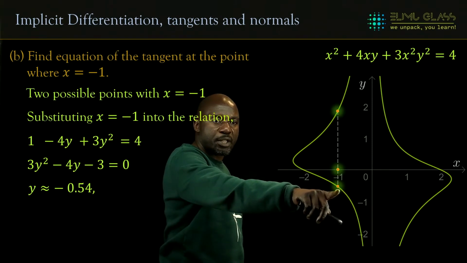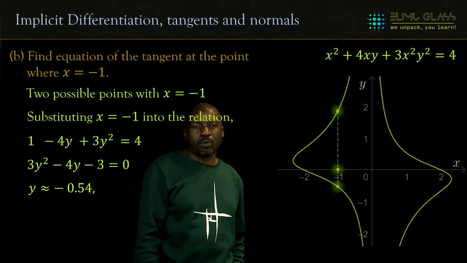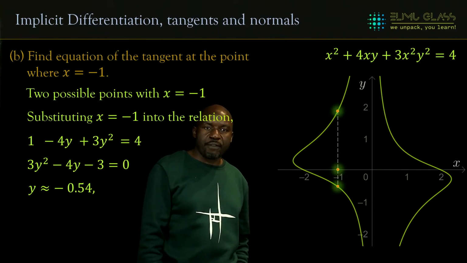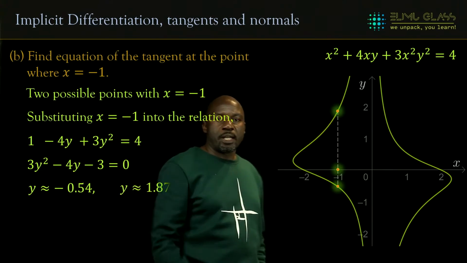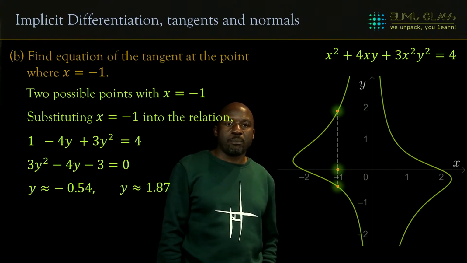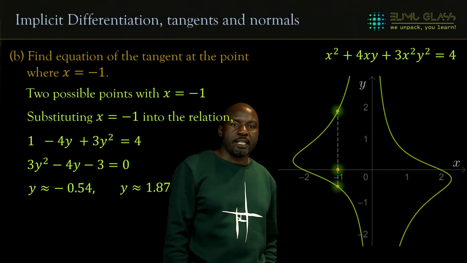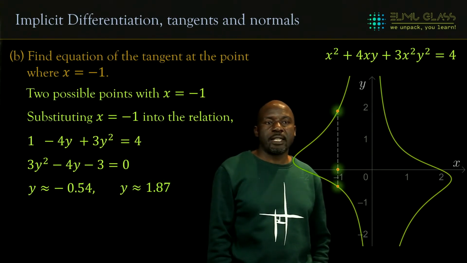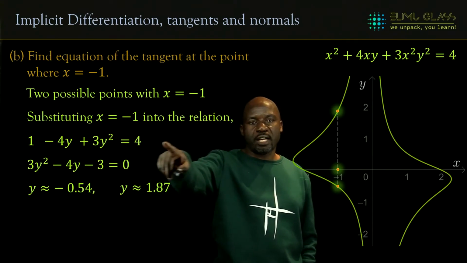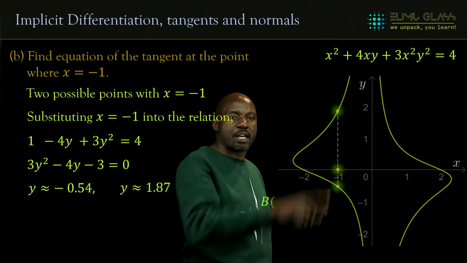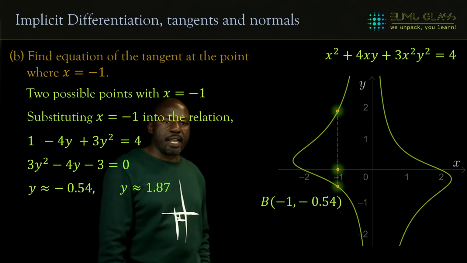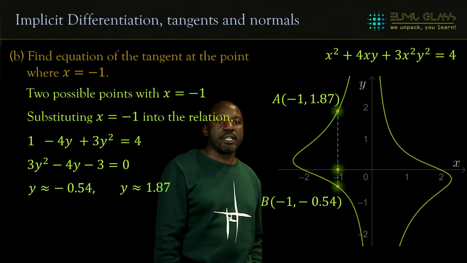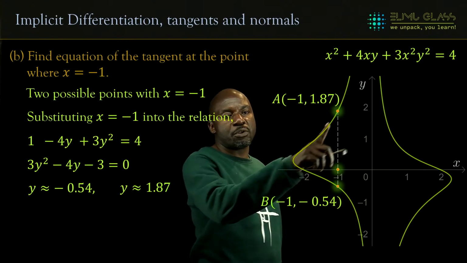So that must be referring to this one, which is negative 0.54. It was actually negative 0.535 something, rounded off to negative 0.54. And the other one, which is this one, turns out to be approximately 1.87. It was 1.868. All right, so 1.87 approximately. So those are the y values for that x value. So we know the coordinates of that point and that point as being negative 1, comma negative 0.54 and negative 1, comma 1.87. I've taken the liberty to name those points A and B.